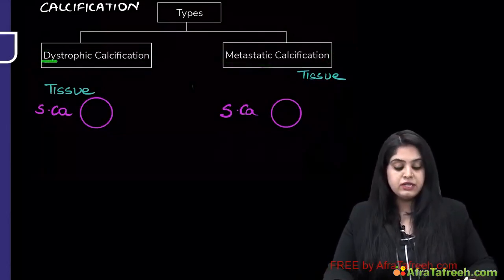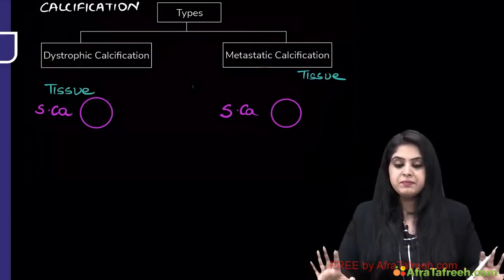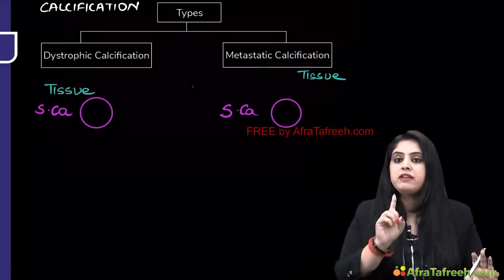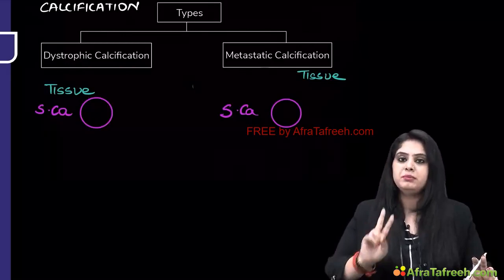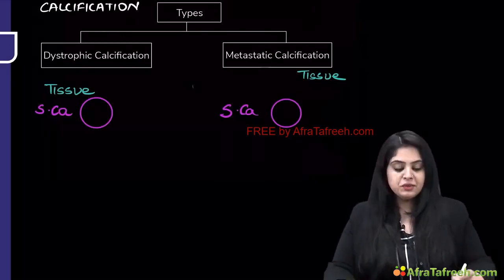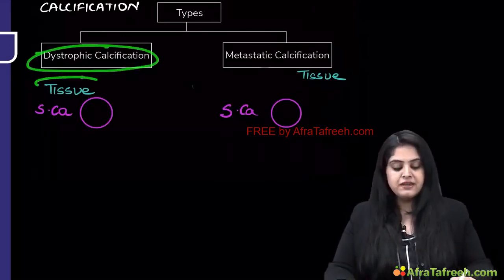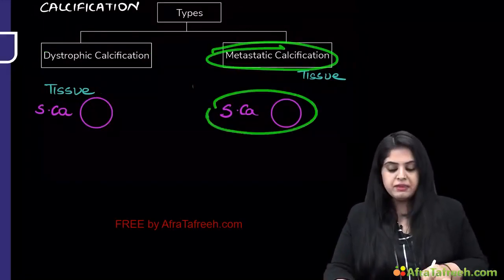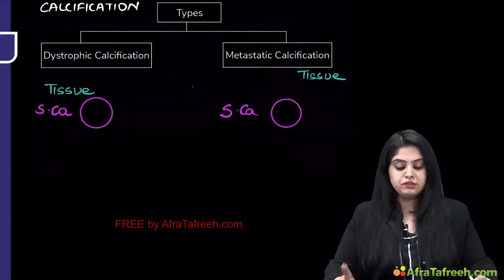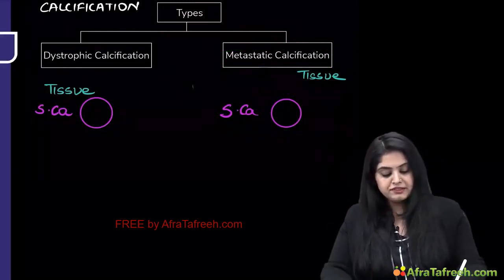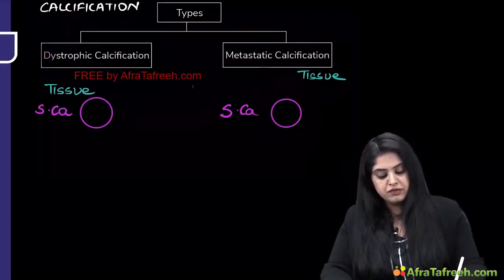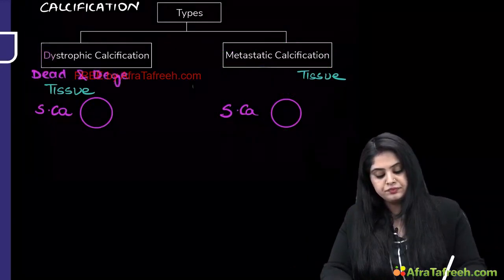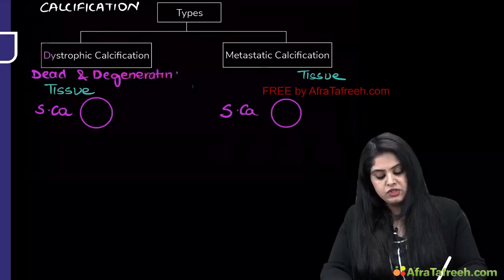When I say D, remember, in both of them, I have a rule. You can blame only one thing in life. You can't blame two people. You have to blame only one thing. So in dystrophic calcification, I will blame the tissue. Whereas in metastatic calcification, I will blame the blood calcium. So when I say dystrophic calcification, you will say D for dead and degenerating tissue. D for dead and degenerating tissue.